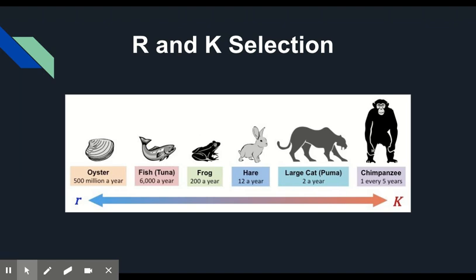They lay over 500 million eggs a year, but they invest very little time in them. And then if you look at a chimpanzee, they're only having one every 5 years. And they're expending a ton of energy and time in raising that offspring. Yes. So the main point of this is just to understand the two different strategies and that these are adaptations that different populations and organisms have in order to increase the chances of survival.